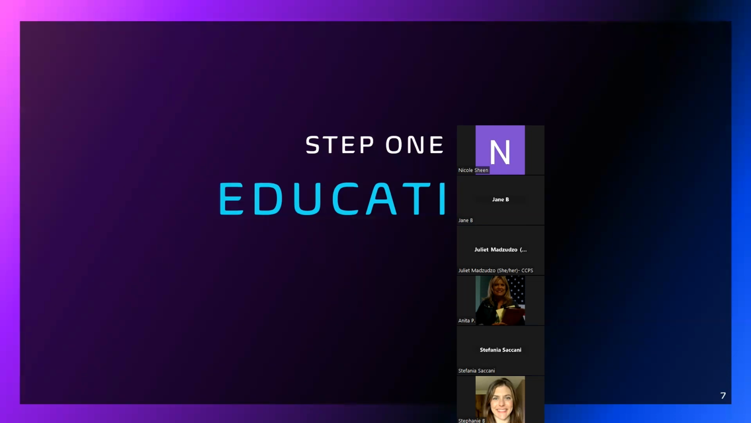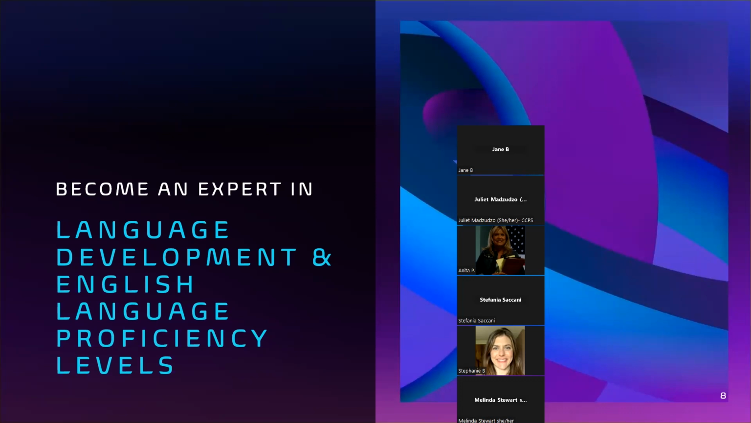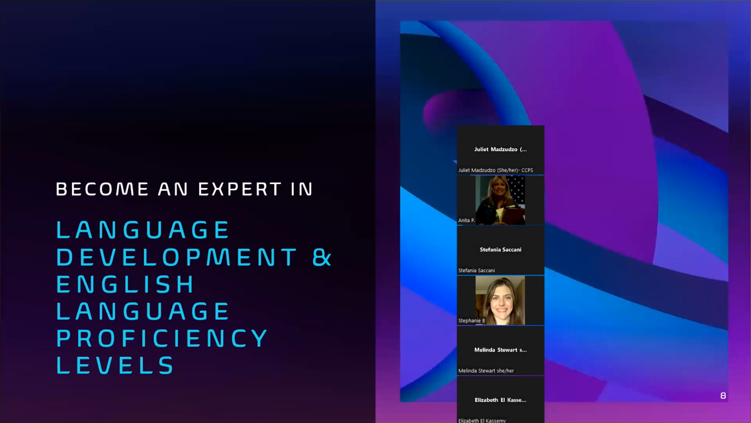So step one is the education of the leadership team, the intervention teachers, the ESL teachers, the classroom teachers, right? We need to spend time with everyone in the building talking about becoming an expert in language development and English language proficiency levels. When our school staff has a better understanding of proficiency levels and how language develops and the language development continuum, then we have a way better understanding of what's normal and what's not.